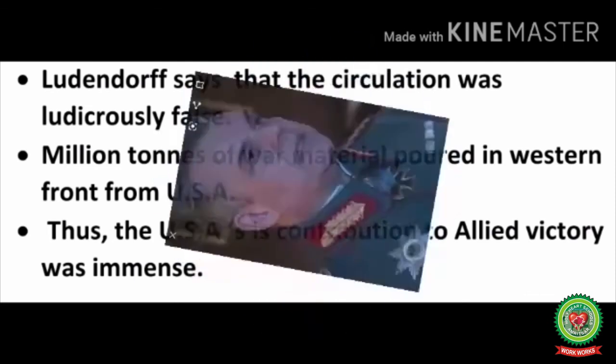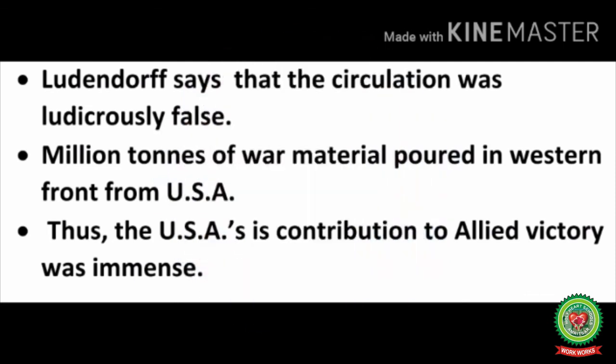Ludendorff said that the calculation was ludicrously false. He wanted to say that America could not send the armaments to England and France, but million tons of war material poured into the Western Front from the USA. Thus, the USA's contribution to Allied victory was immense. In fact, without the entry of the USA, it was impossible for the Allied powers to win the First World War and to defeat the German side, especially when Russia had also withdrawn from the First World War.